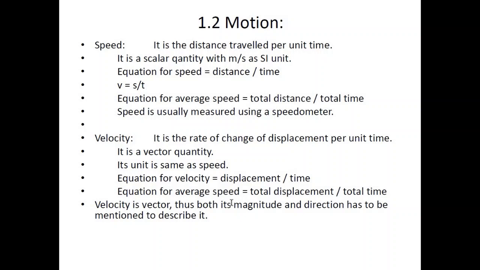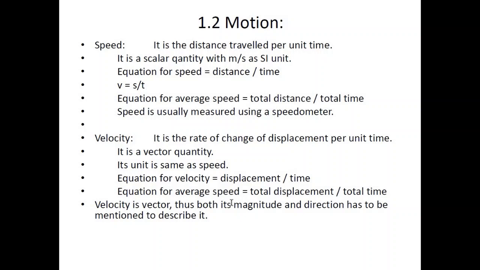Equation for average speed: now there is a difference between speed and average speed. Average speed is for the whole journey, whereas speed can be calculated for any part of the journey. Average speed equals total distance covered upon total time. Speed is usually measured using a speedometer.